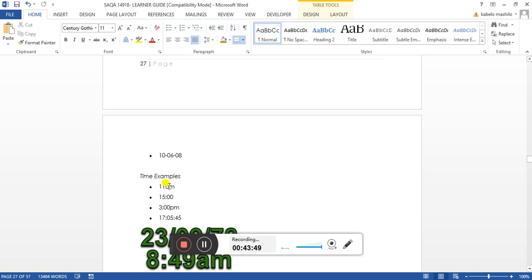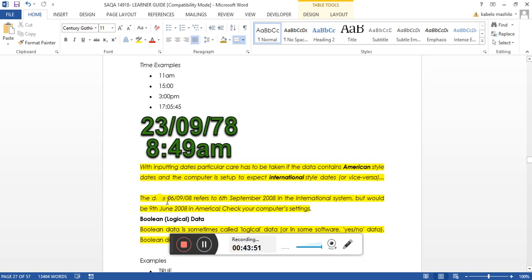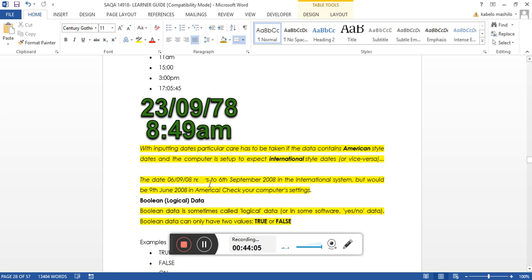And examples is 11 a.m. and so forth. With inputting dates, particular care has to be taken if the data contains American style dates and the computer is set up to expect international style dates, or vice versa. The date 060908 refers to 6th September 2008 in the international system, but would be 9th June 2008 in America.